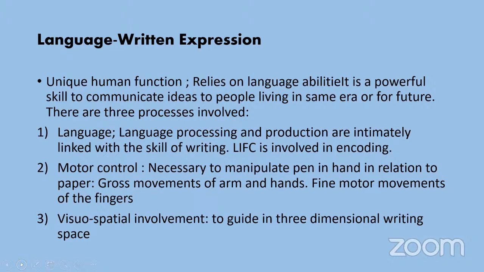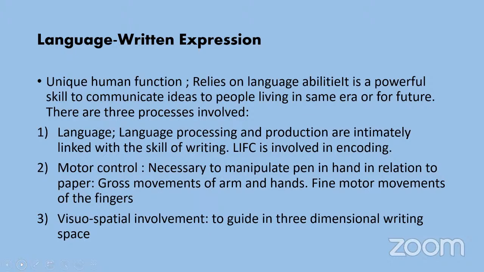So we have just read about the reading, the neuroanatomical correlates, and the types of Alexia. Now we are going to do the written expression of the language. It's a unique human function. It relies on language abilities. It's a powerful skill to communicate ideas to people living in the same era or even after their death, for the future. So there are three processes involved in writing the language.